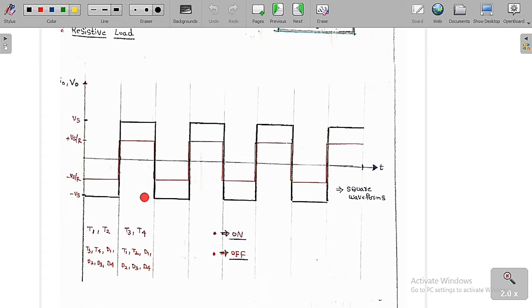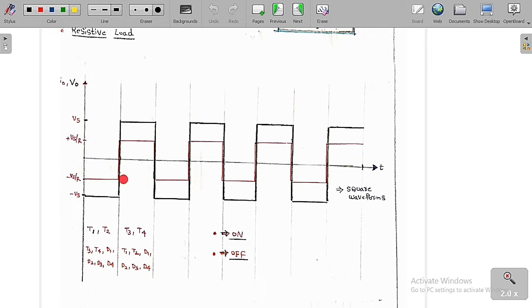Whereas in this region, I am going to turn on T3 and T4. Whenever T3 and T4 are on, the output voltage is equal to the source voltage. Therefore we are going to get plus Vs, and the output current is the output voltage by R, which is plus Vs by R.